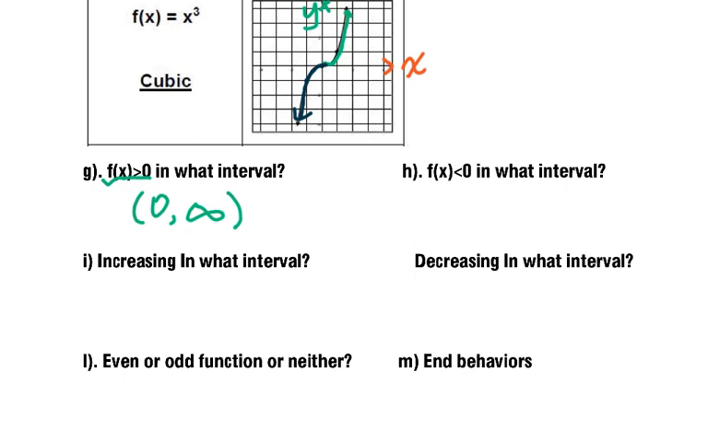So I will write down the interval. Since no ending points on the left for x, I will write down negative infinity to 0. Increasing in what interval? Increasing means the graph is going up. You could see all the graph going up. You see that when x increases, y increases. So that's why it will be from negative infinity to positive infinity.